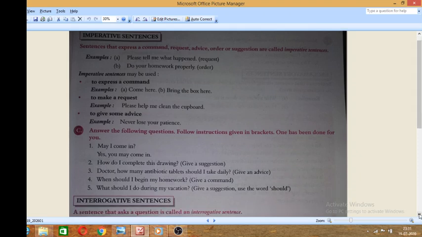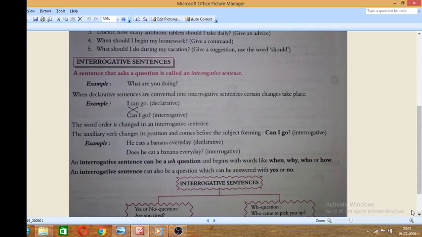Next, come to the interrogative sentence. What is an interrogative sentence? A sentence that asks a question is called an interrogative sentence. When declarative sentences are converted into interrogative sentences, certain changes take place. I can go, that is declarative. If you want to make it interrogative, what you have to do? Can I go? The verb part will come first, then the subject will come after that. In an assertive or declarative sentence the order is subject, then verb, whatever the auxiliary or modal. But in an interrogative sentence, the auxiliary verb will come first, then the subject, then the main verb.